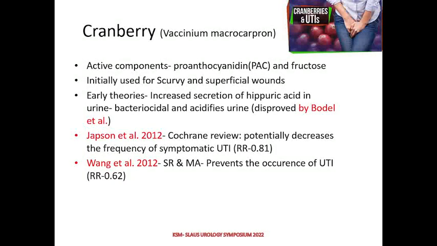Number one is cranberry. It's Vaccinium macrocarpon. Active components are fructose and proanthocyanidin. Earlier we thought it increases the secretion of hippuric acid, which will reduce the pH of the urine, which was disproved later on. Studies have shown more in favor of cranberry use.